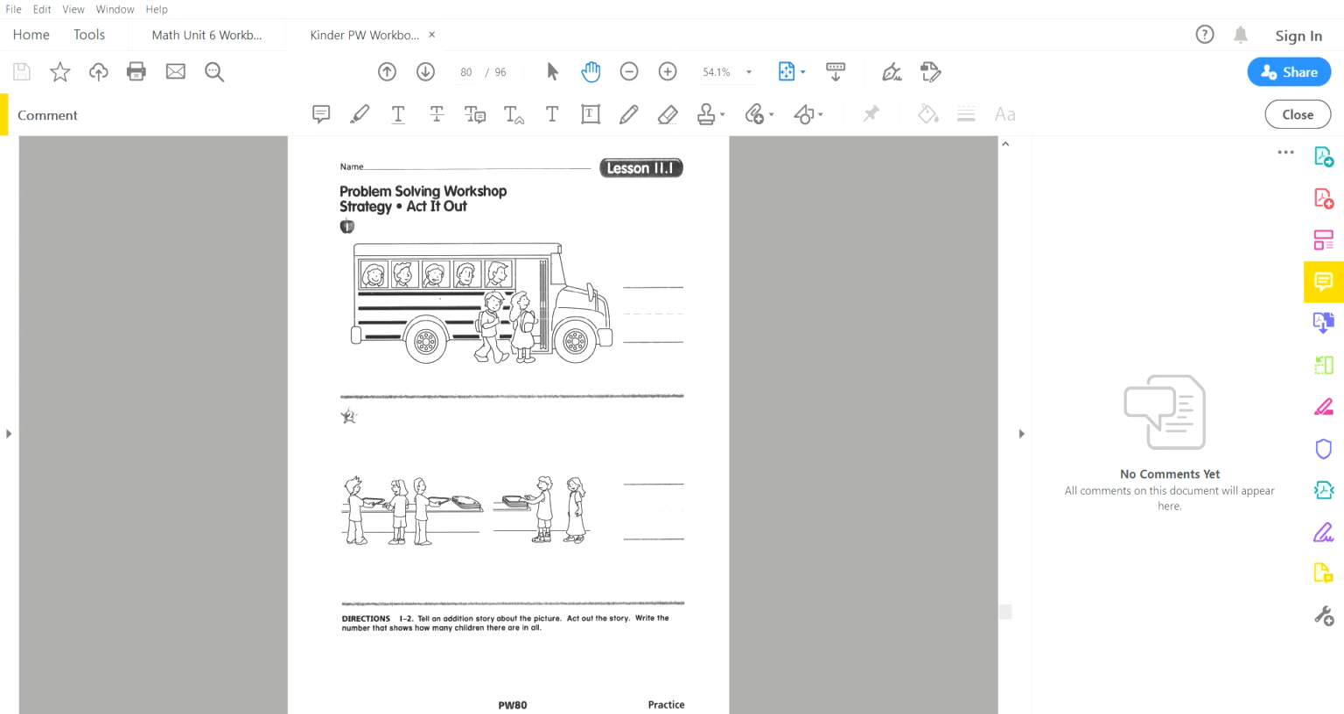In the morning, lots of students were getting on the school bus. 5 students were on the bus. Two students got on to join them. How many students were on the bus in all? Please add together 5 students and 2 students. Write your answer on the handwriting line.